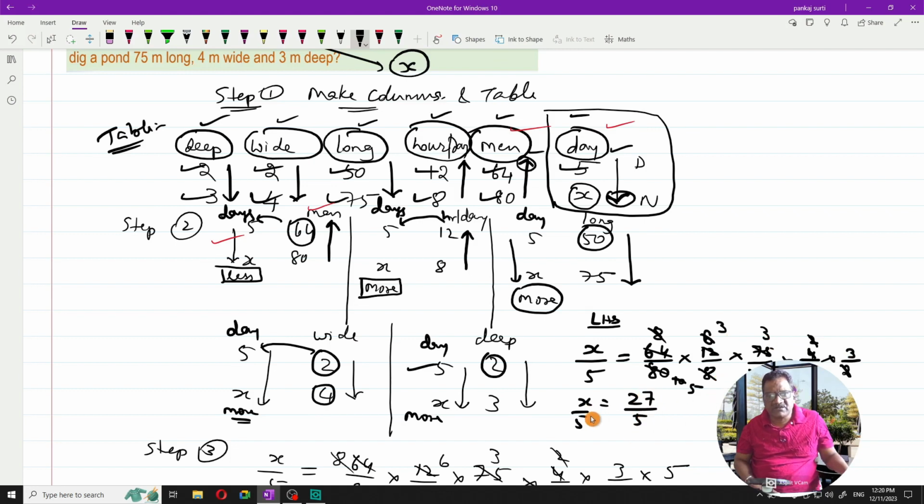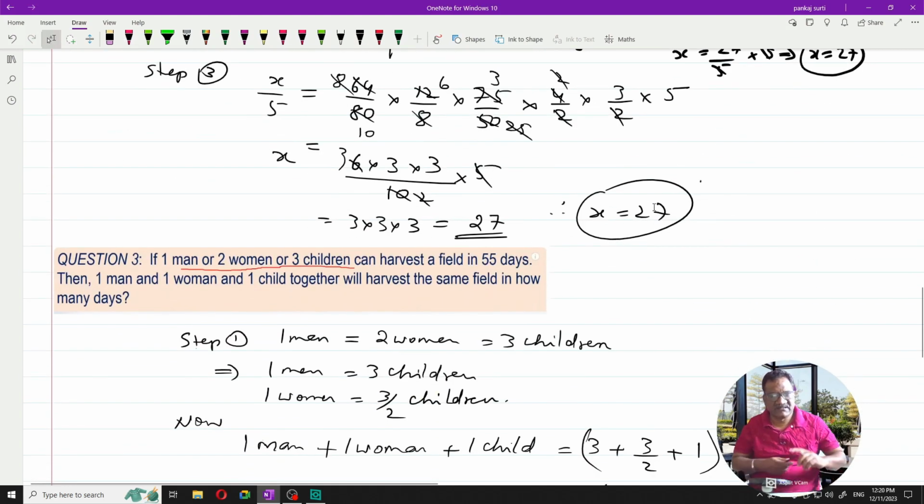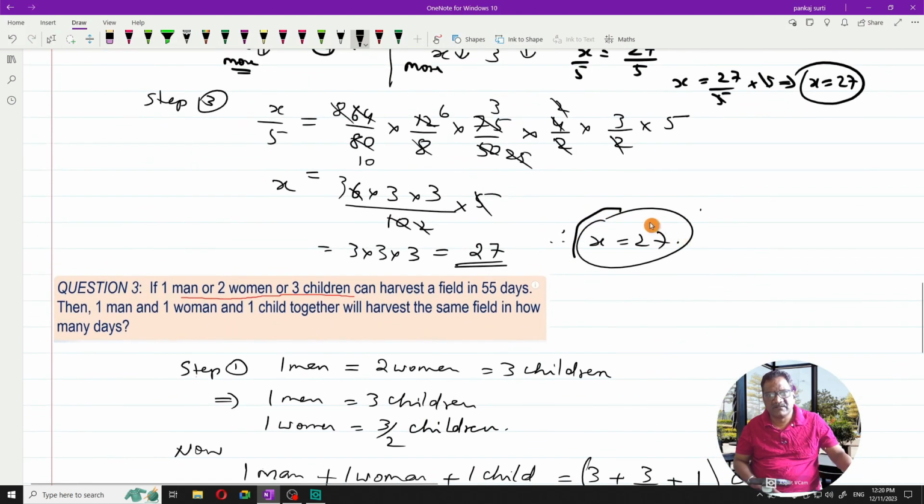Right? So x upon 5 is equal to 27 upon 5. So x will be equal to 27 upon 5. This 5 will come over here. This 5 and 5 will cut. My answer happens to be x equal to 27. The final answer for this particular question is 27. Okay, 27 days. Can you see the answer here is 27 days. And that was the second question.